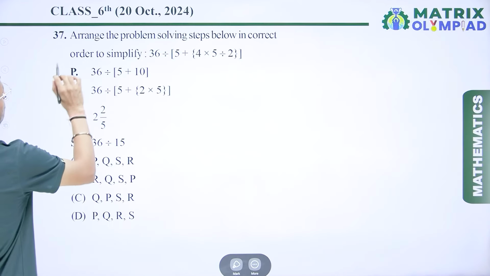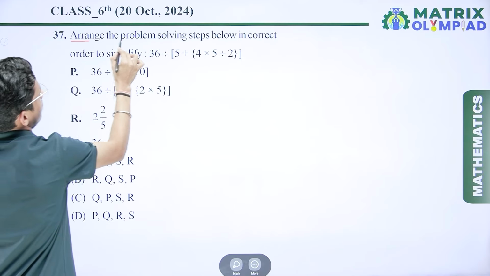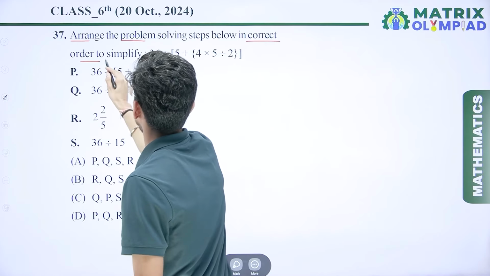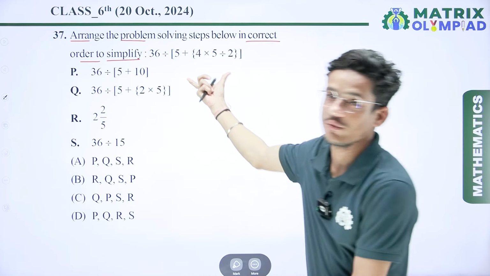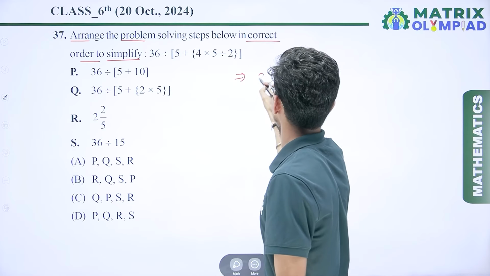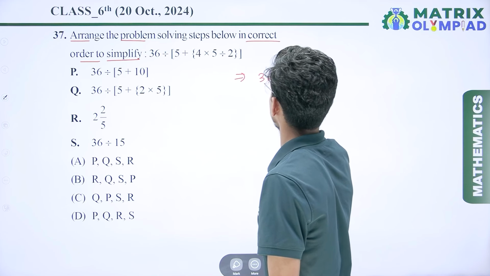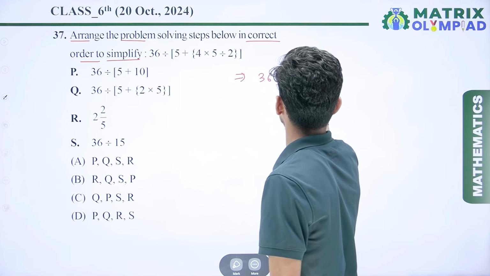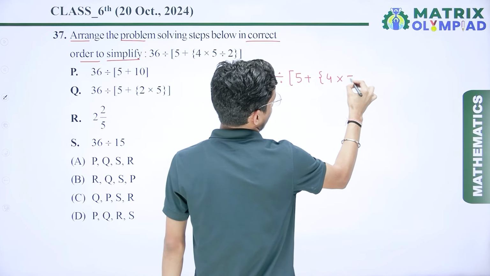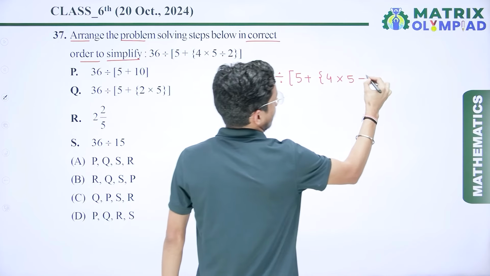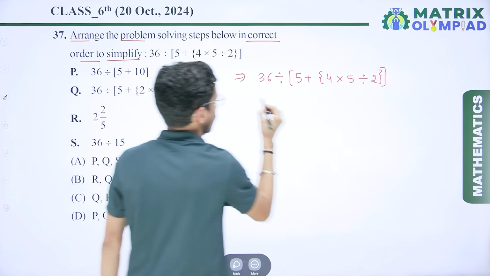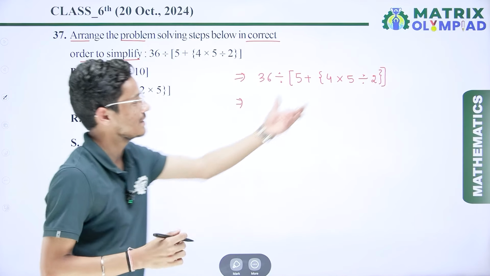Now if I talk about the next question, that is, arrange the problem-solving steps below in correct order to simplify. So here we have given a problem. Let's first write 36 divided by (5 plus {4 multiplied by 5 divided by 2}). So first we have to solve this curly bracket.